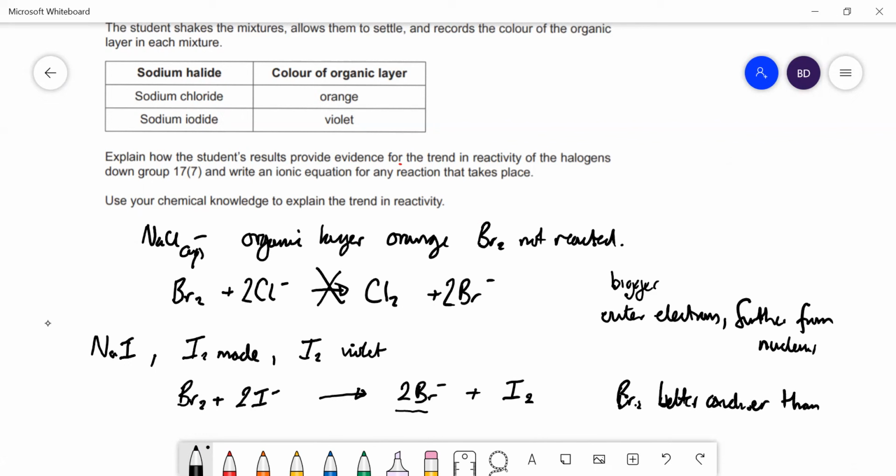Why is that? Well, because it's smaller, so it's easier for it to attract electrons into its outer shell, because the nucleus is closer and there's less shielding. Probably a good idea to mention shielding. Or they do say reactivity here. You can say that iodine is less reactive than bromine and bromine is less reactive than chlorine, rather than phrasing it in terms of being oxidizing agents.